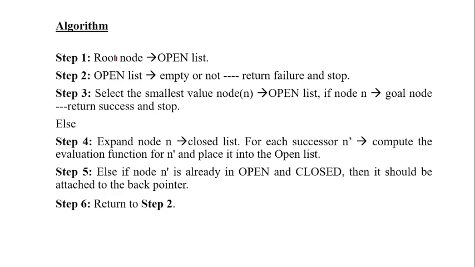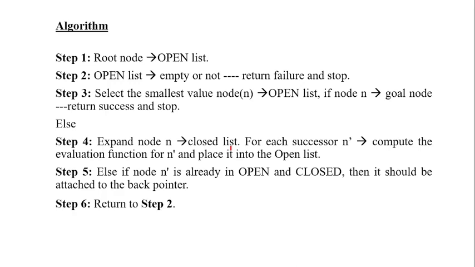Step 1. Place the root node in the open list. Step 2. Check if the open list is empty or not. If the list is empty, then return failure or error and then stop. Step 3. Select the node from the open list which has the smallest value of the evaluation function E of n, and if node n is the goal node, then return success and stop. Else, step 4. Expand node n and generate all of its successors and put n into the closed list.